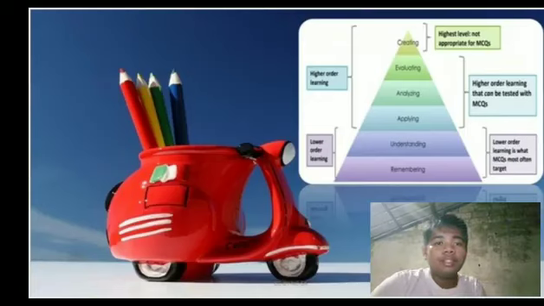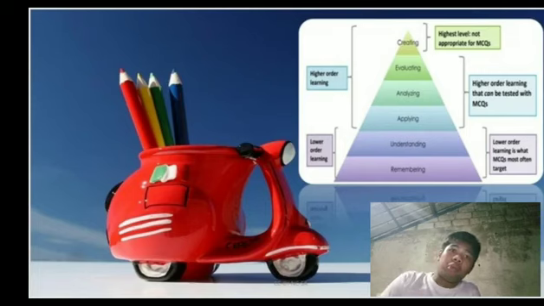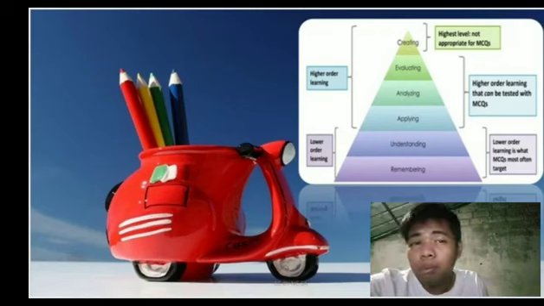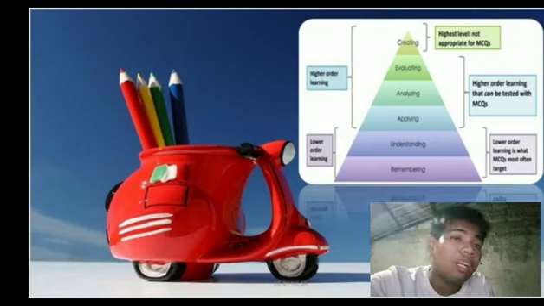Okay, for the last slides, the process of the questions is how we are able to know whether it is a lower order thinking skill or a higher order thinking skill. The next one is remember. I said remember is to recall.